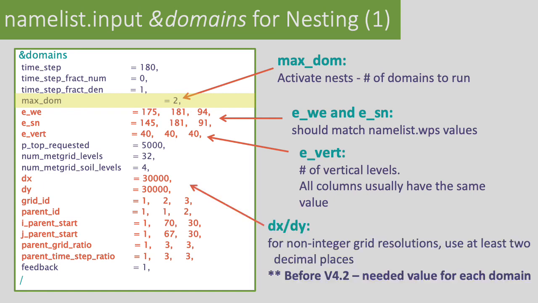And then you'll set dx and dy to mimic the resolution used during WPS. Beginning with WRF version 4.2, you can simply put the value for domain 1 just as in the namelist.wps. However, if you are using a version prior to that, you will need to specify the value for each domain, and it should be based on your parent grid ratio. So for instance, here we have a 3-to-1 ratio. So if we were using an older version, we would have 30 kilometers in the first column and then 10 kilometers in the second column.